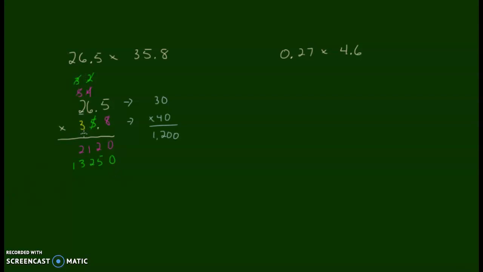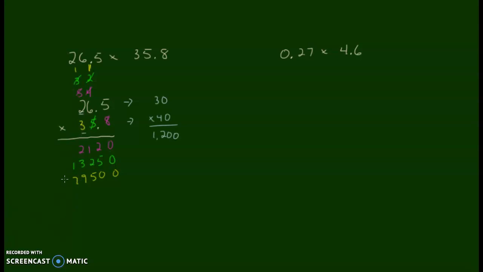In this case, we have to have two zeros, and we're going to multiply all the numbers on top times the 3. So 5 times 3 is 15. 6 times 3 is 18, plus 1 is 19. 2 times 3 is 6, plus 1 is 7.